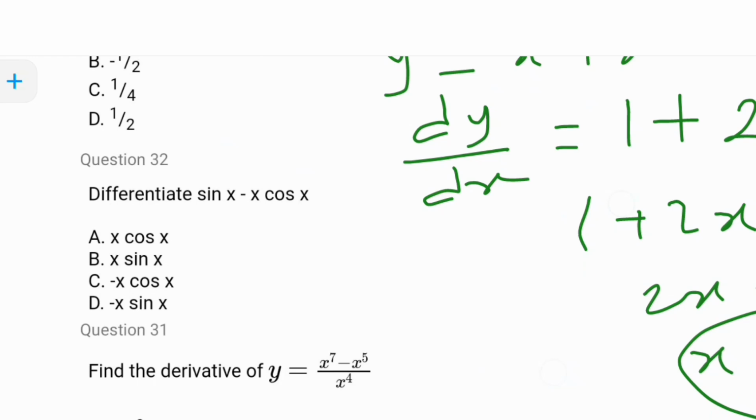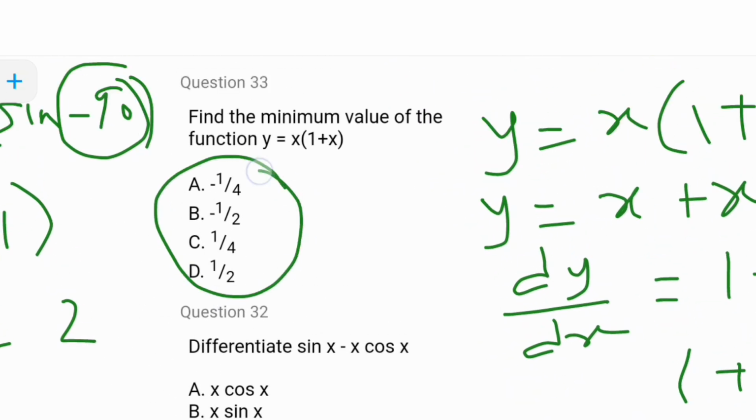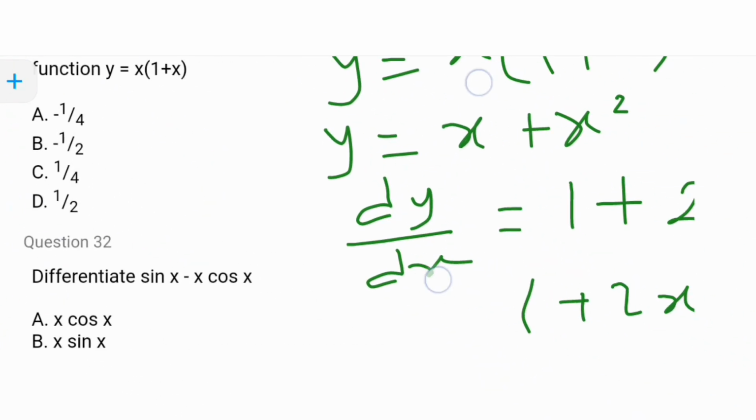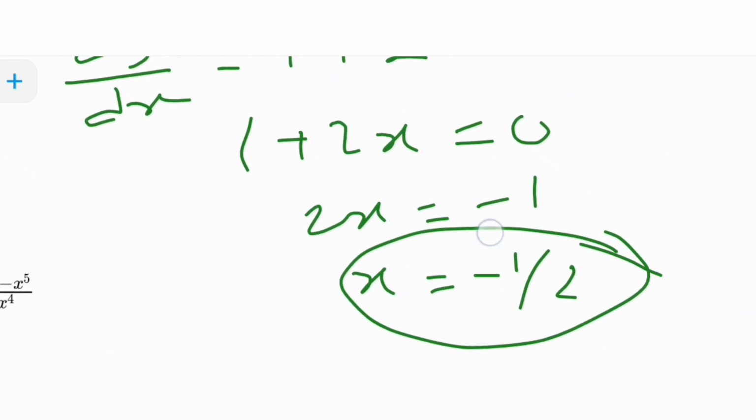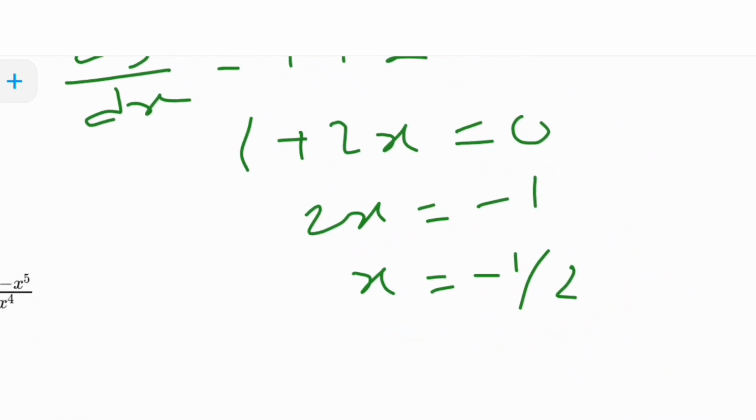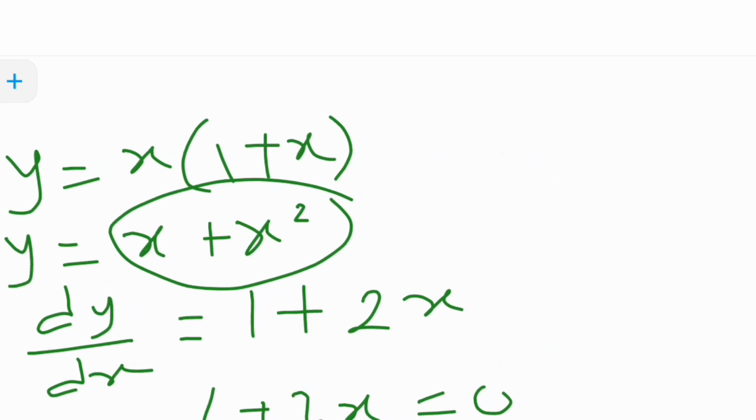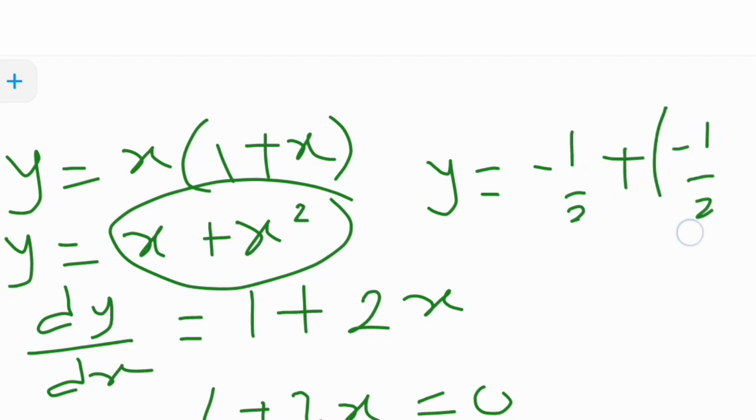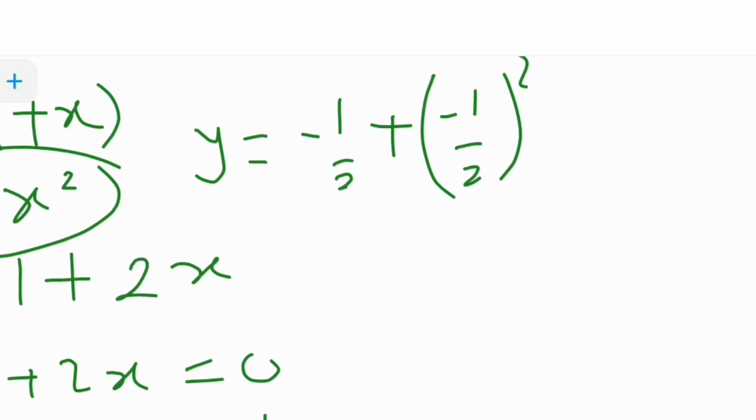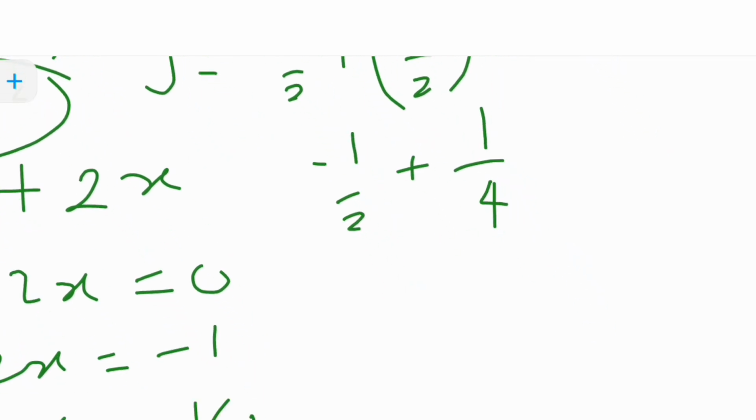Now, to get the value of y, you have to find the minimum value. These values here are not the values of x, they are the values of y. So just go back to your original equation and put x as minus 1 over 2. You come to this equation here and put x as minus 1 over 2. So you're going to get y equals minus 1 over 2 plus minus 1 over 2 squared. It means 1 over 4. So you just do minus 1 over 2 plus 1 over 4.